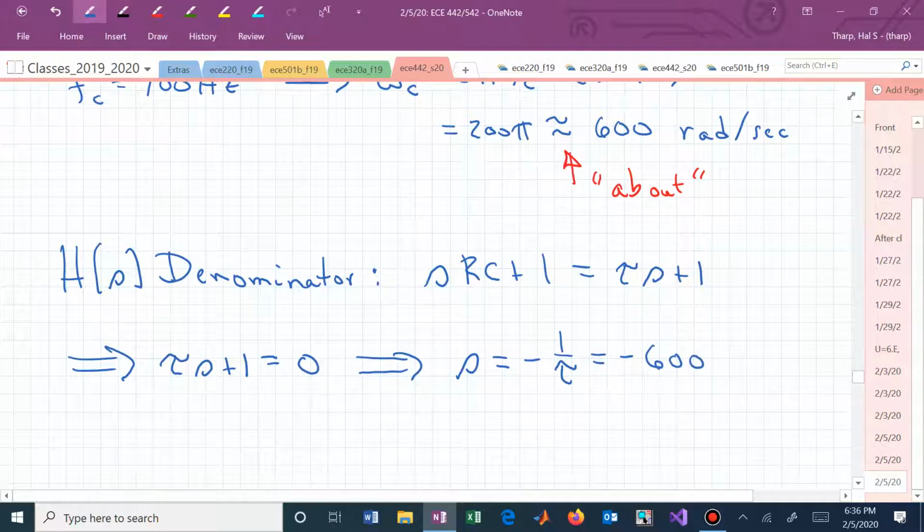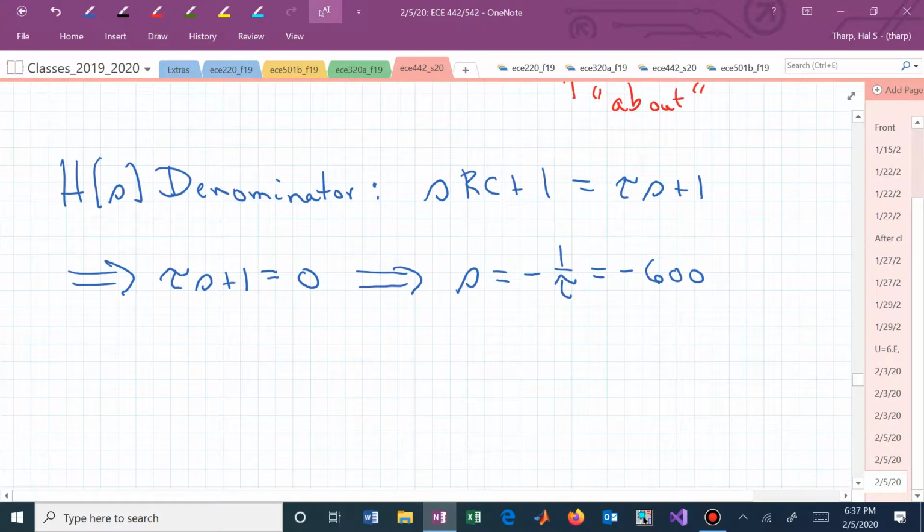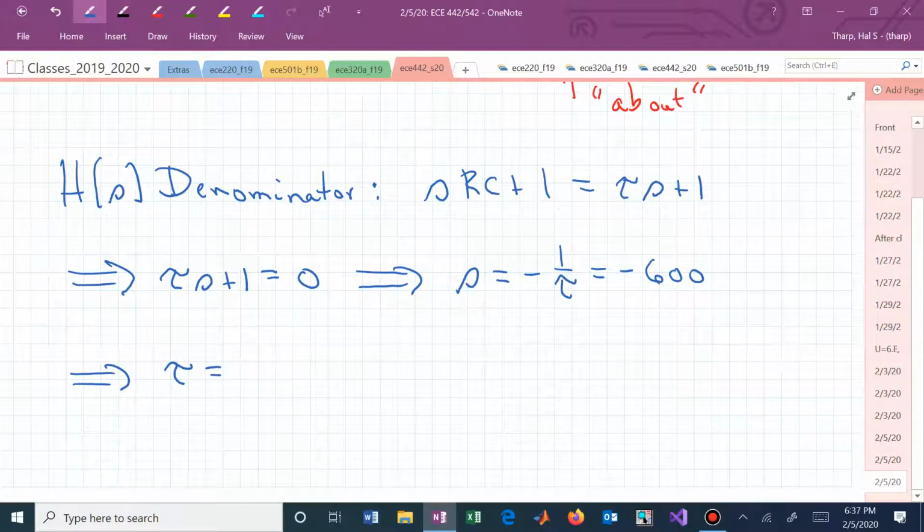And I said that S needed to be radians per second. That's now my frequency. That's where my pole is in this low-pass filter. It's at S equal to minus 600. That's now my denominator, so if somebody said, well, what's your time constant now? Well, now I can just compare constants or variables in that expression. 1 over tau is 600, or tau is 1 over 600.